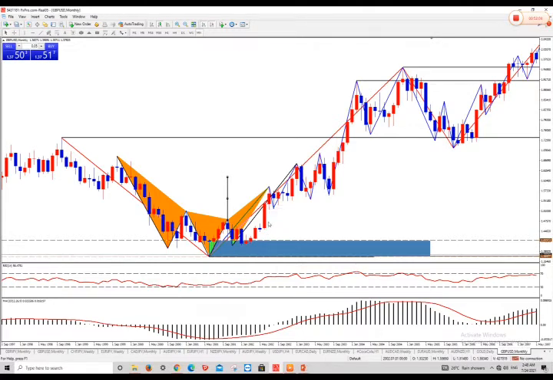Once it broke out like this, you're expecting price to go at least. And I say at least because this is a reversal signal. It is not an absolute phenomenon. It's a reversal signal, so price might go at least to that level or even beyond.